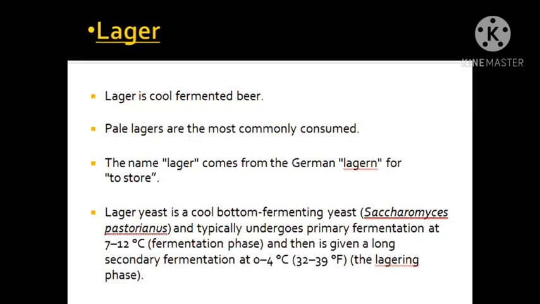Lager is a cool fermented beer. Pale lagers are the most commonly consumed. The name lager comes from the German word lagern, for store, as you have learned. So lager means to store, meaning you can store many beers. Lager yeast is a cool bottom fermenting yeast, Saccharomyces pastorianus, and typically undergoes primary fermentation at 7 to 12 degrees Celsius, the fermentation phase, and then a long secondary fermentation at 0 to 4 degrees Celsius, the lagering phase.